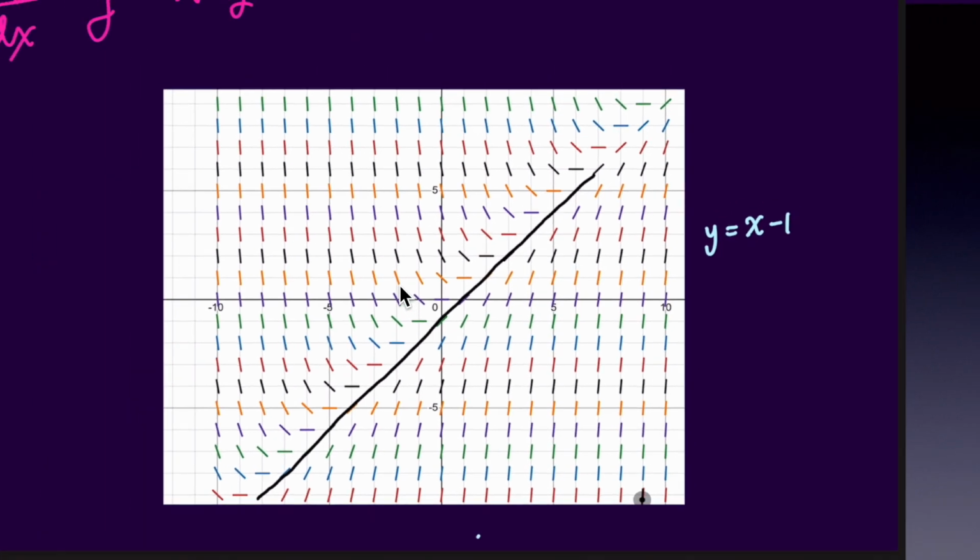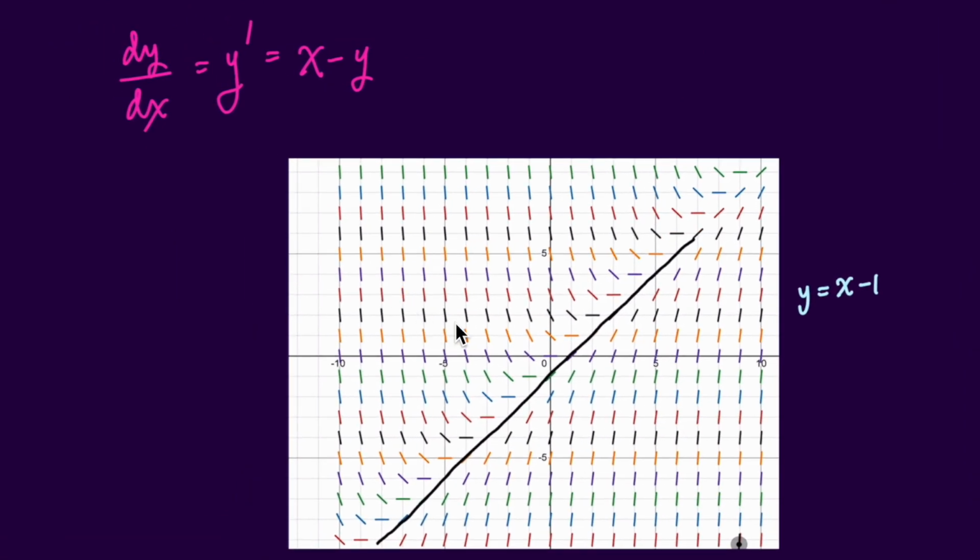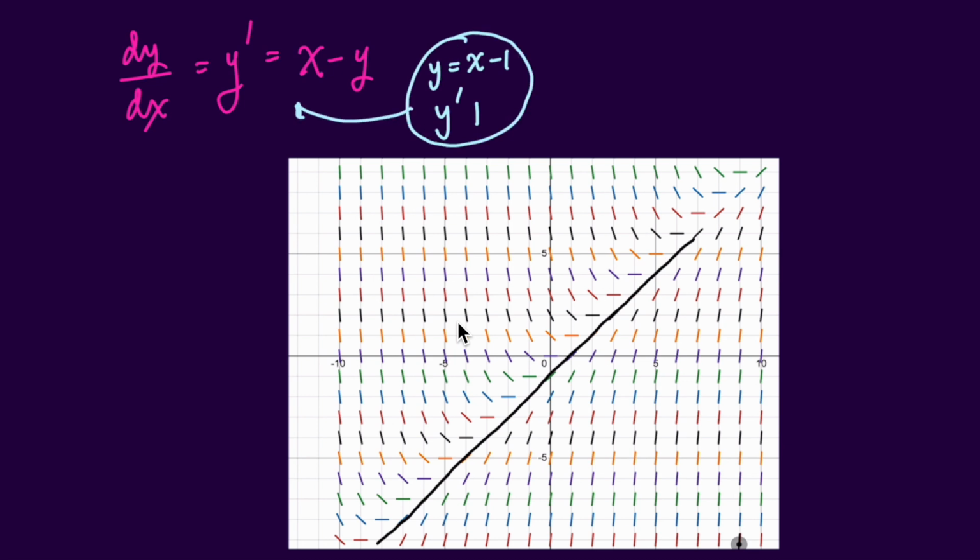Now let's prove that using the techniques that we did earlier in this video. If we think this is a solution to our differential equation, let's take its derivative, and y prime is going to equal 1, and then let's substitute these entities into the differential equation and see if we get the right side equal to the left side.